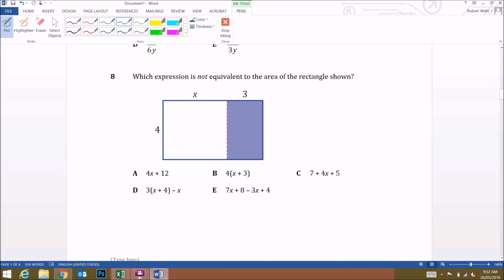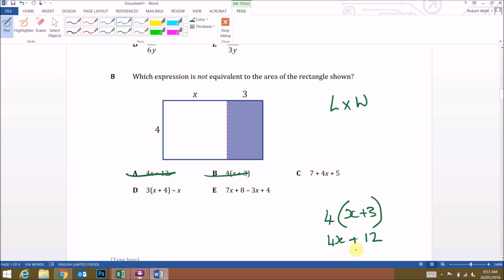Question 8. Which expression is not equivalent to the area of the rectangle below? So area is length times width. Okay, so we're looking for something that will be 4 times x plus 3, which is one of them. So it's definitely not that one. If we expand these brackets, we get 4x plus 12. That's A, so it's not going to be that one.